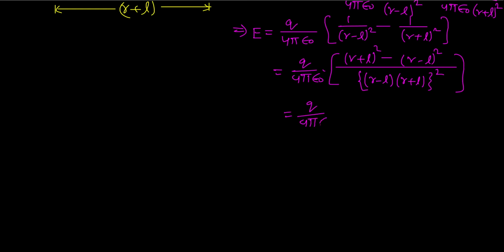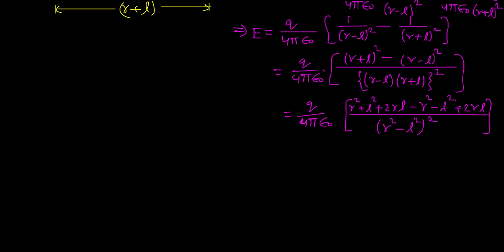So this is q divided by 4 pi epsilon naught, this is 4, and here in denominator this is r minus l, r plus l, it will become r square minus l square and whole square. And if you open this r plus l whole square, it will be r square plus l square plus 2rl, and minus r minus l whole square, if you will open that, you will get r square plus l square minus 2rl, but there is a minus sign outside, so it will reverse all the signs, so it will become minus r square minus l square plus 2rl. Now this minus r square minus l square will get cancelled with this plus r square plus l square.